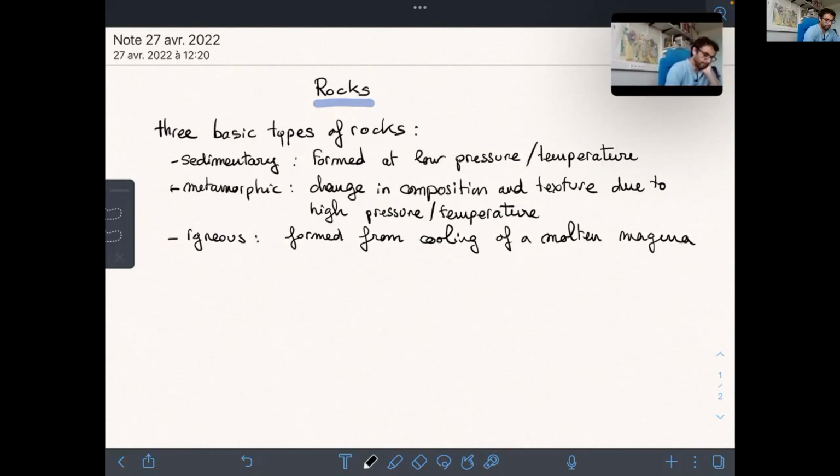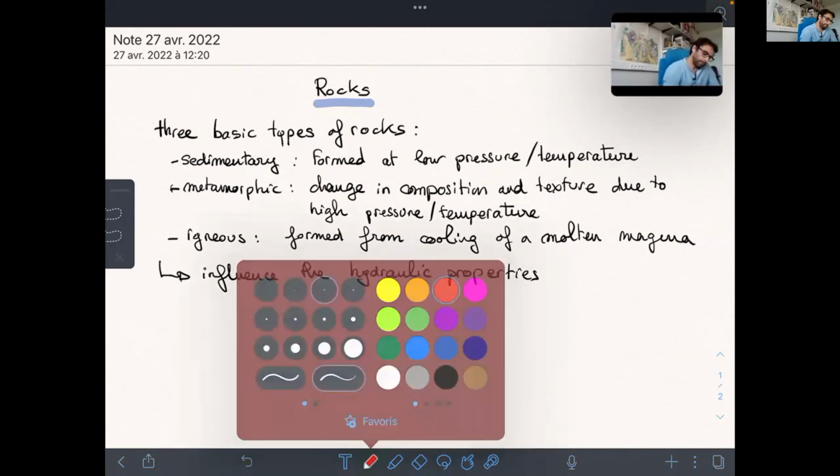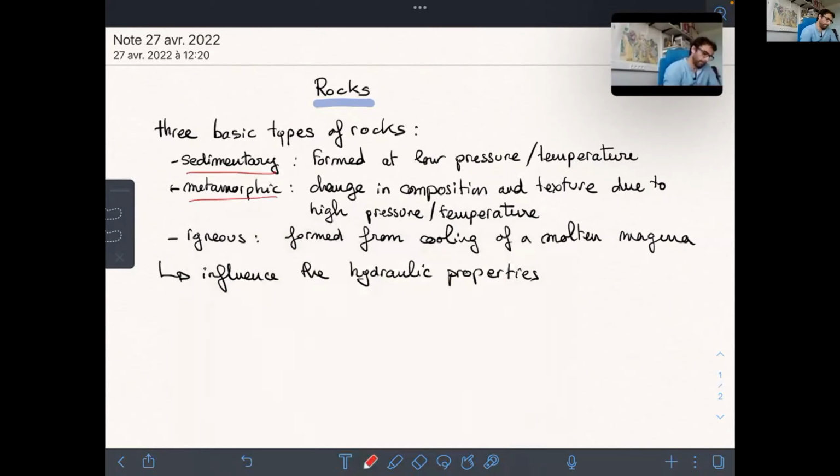So for us, this is important to know. I'm assuming that most of you already know this, but what we are going to learn here is how this type of rock influences the hydraulic property. How do these different types of formation of rocks influence the hydraulic properties that control the reservoir properties? And so, sedimentary, metamorphic, igneous.